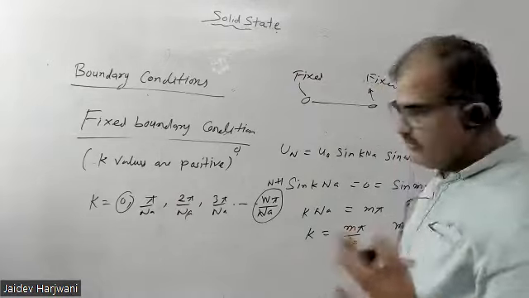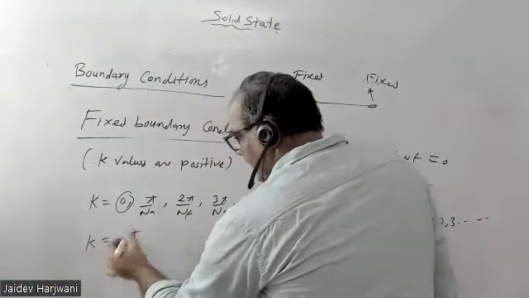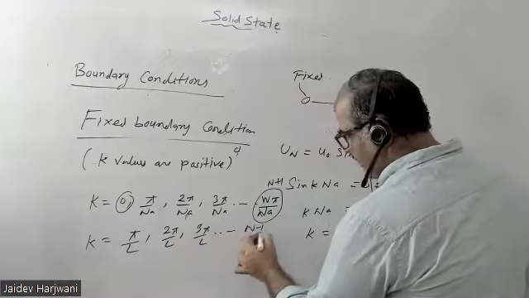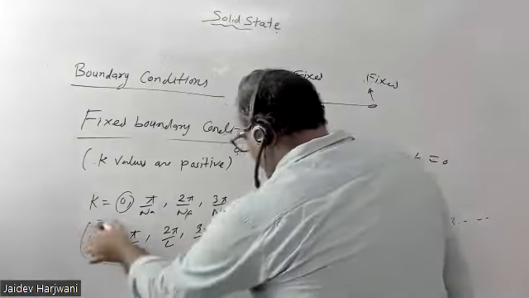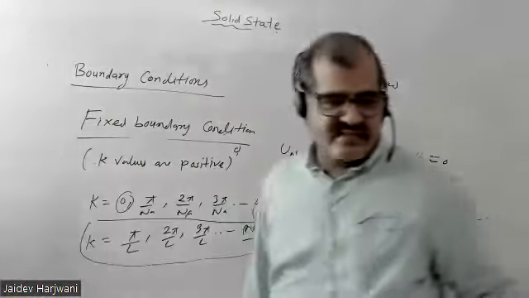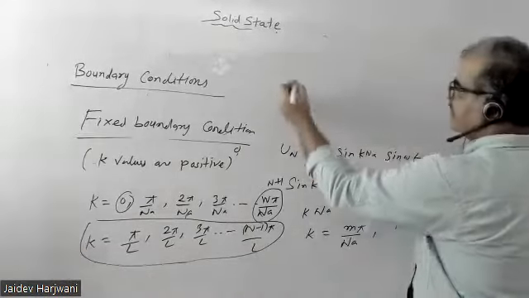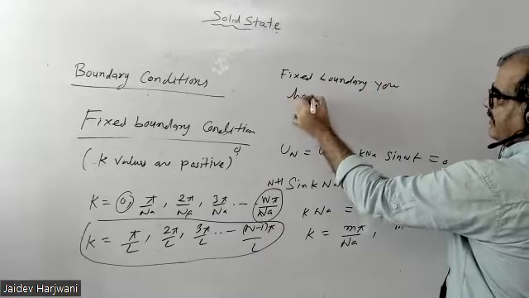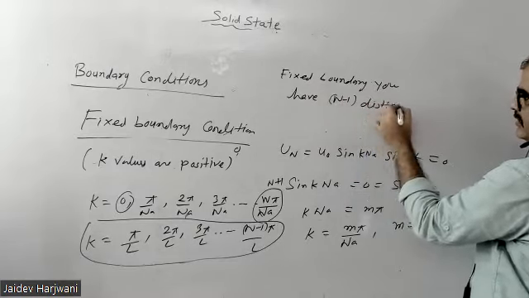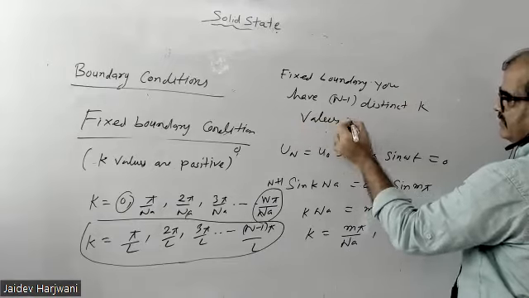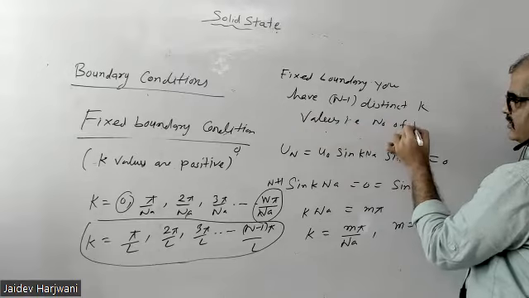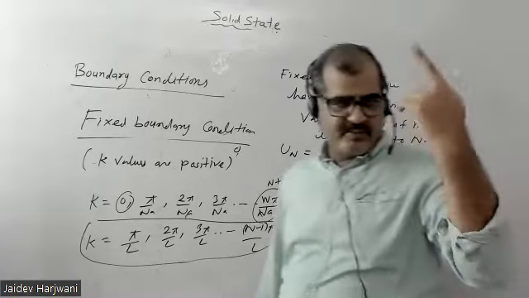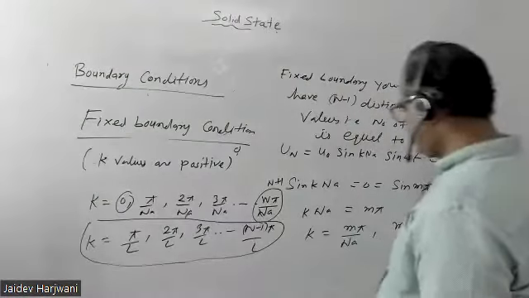That means I can write k equals pi by na, where na is the lattice length L equal to na. Then 2 pi by L, 3 pi by L, up to (n minus 1) pi upon L. So these are your unique k values. That means there are n-1 modes. Very good. That means in fixed boundary conditions you have n-1 distinct k values. The number of modes is equal to n-1, so that many modes will be there for the lattice points. Okay, now shall I erase this one?